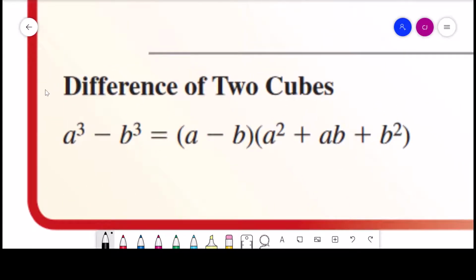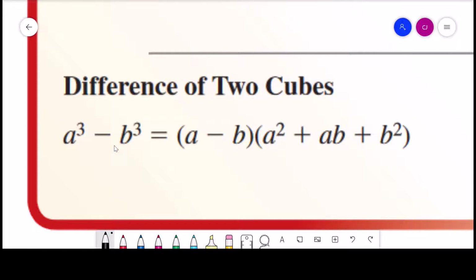So this is the special factoring pattern that we're going to be using today. We're going to look at an example where both terms are being multiplied to the third power, and we want to factor them using the pattern represented after a cubed minus b cubed.